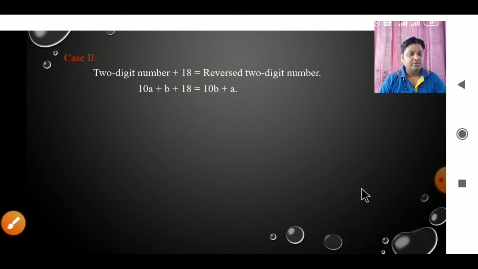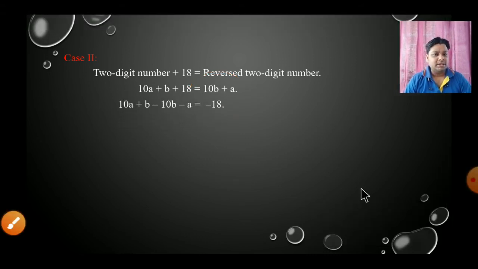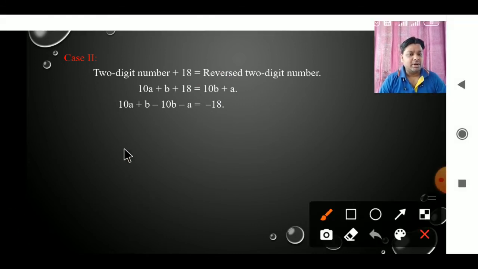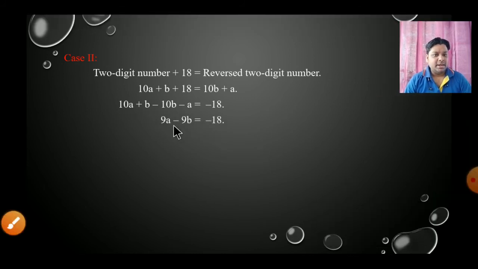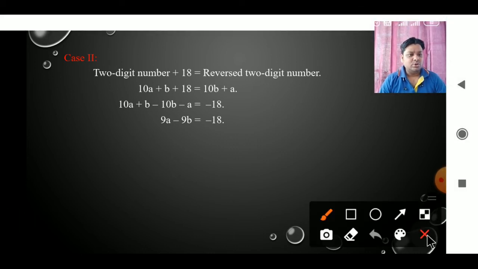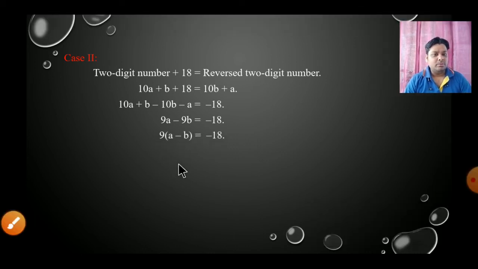So it will be 10a plus b minus 10b minus a is equal to minus 18. Now again we will subtract or add only the like terms. So 10a and minus a will be 9a, and plus b minus 10b will be minus 9b, and right hand side minus 18. Now anything common? Yes, 9 is common in both the terms. So we can keep 9 common, then a minus b is left.